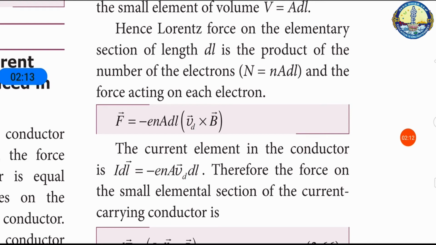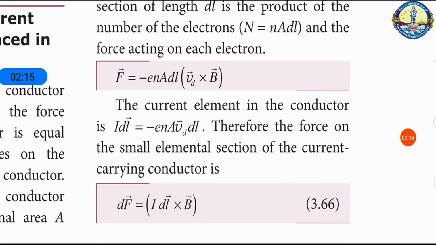We have two conditions. First one, if the conductor is placed along the direction of the magnetic field, then the angle theta is equal to 0. Hence, the force experienced by the conductor is 0. If the conductor is placed perpendicular to the magnetic field, then the angle theta is 90 degrees. Hence, the force experienced by the conductor is maximum, which is F total is equal to BIL.